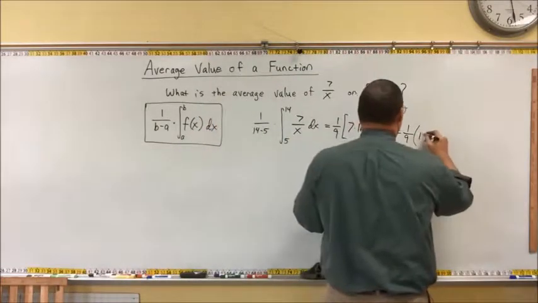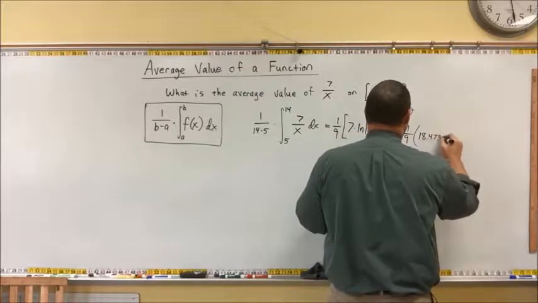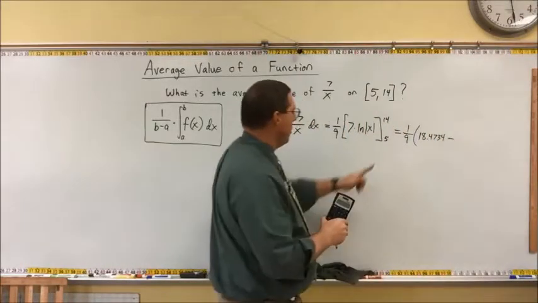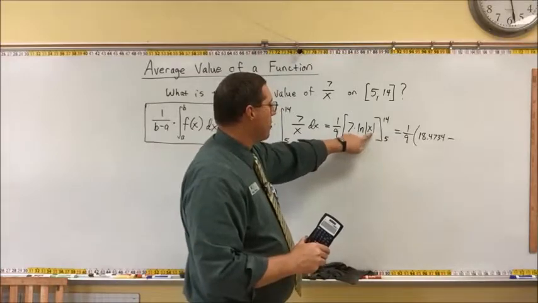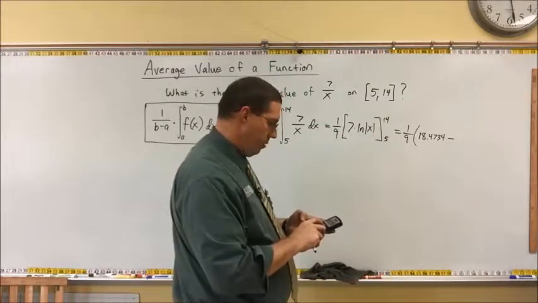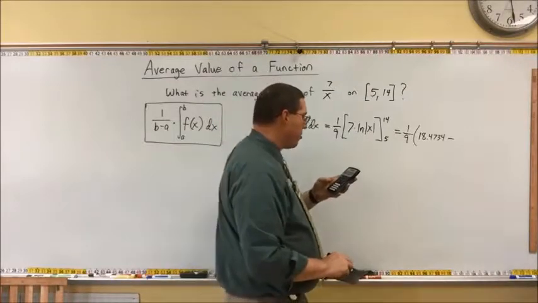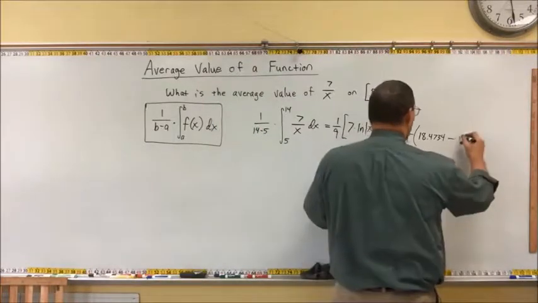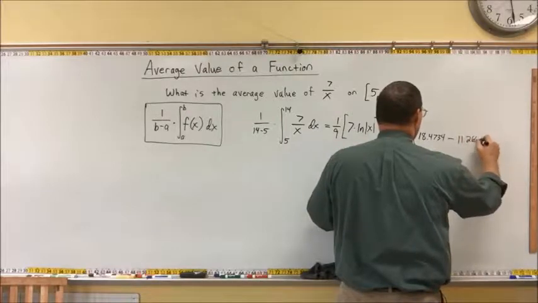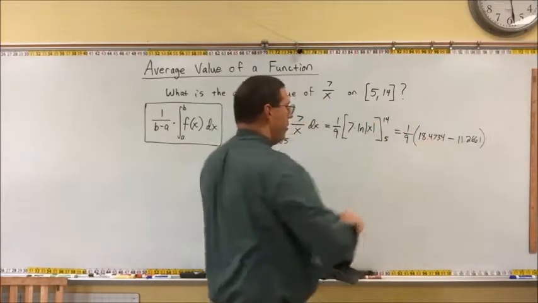18.4734 minus, now we'll plug the 5 in, so 7 times the natural log of 5 gives me 11.2661. Now I'll just key this in the calculator.